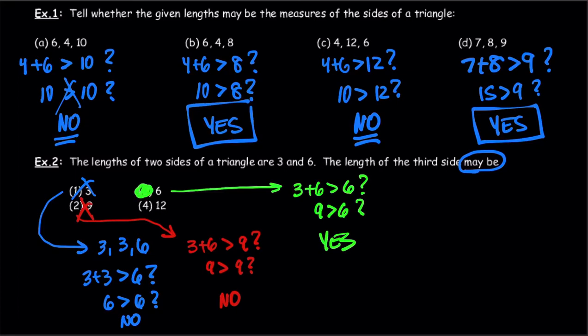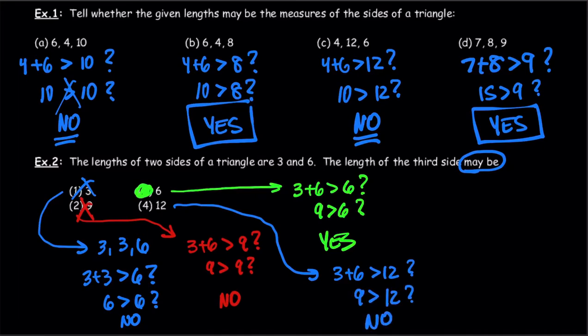And I'm just going to go through, that's what I do. I'm a math teacher. Let's just test this one to make sure it doesn't work. 3, 6, 12. You have to put them in that order. So is 3 plus 6 greater than 12? Is 9 greater than 12? No. So we picked the right one, choice 3.